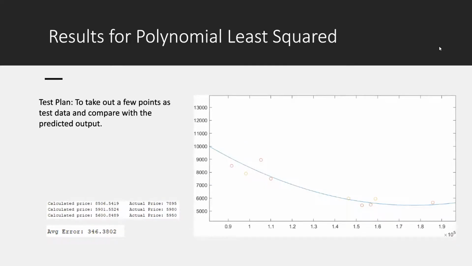And here is our interpolation for the polynomial least squares. As you can see, the graph on the right shows a polynomial fitting of the curve to the points. And once again, we use the same exact data points to calculate the error on, so we can compare the methods.